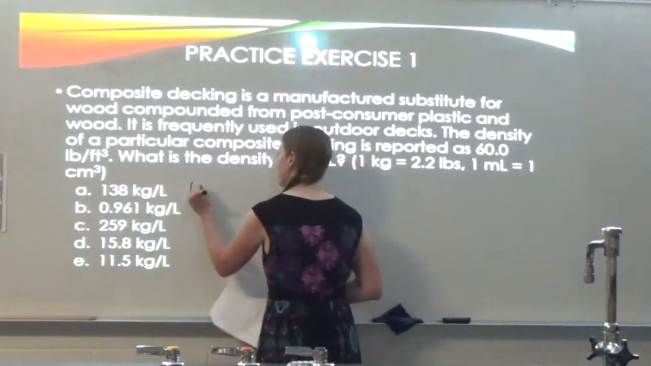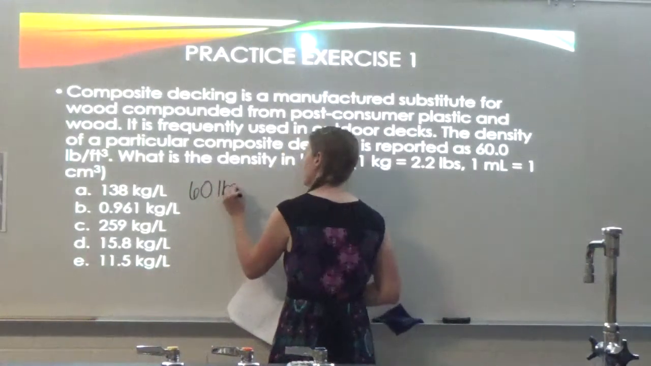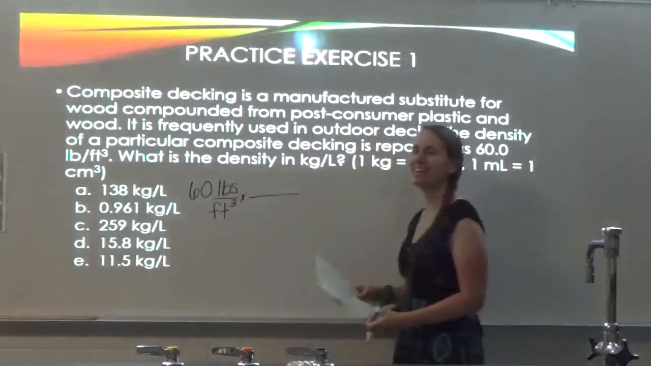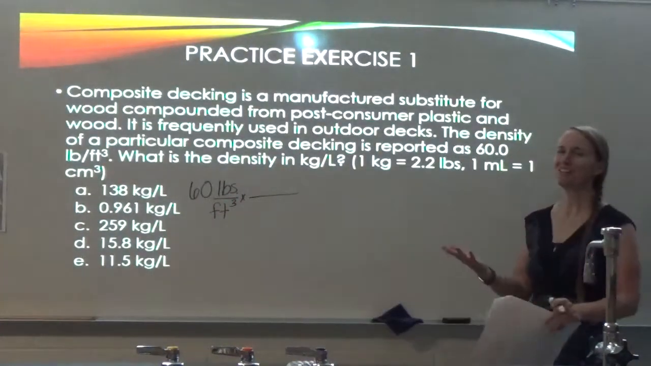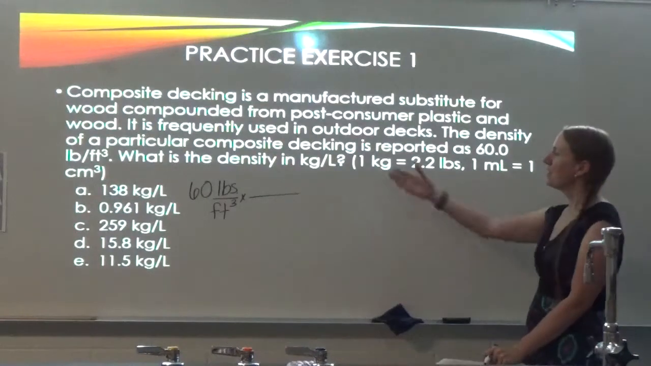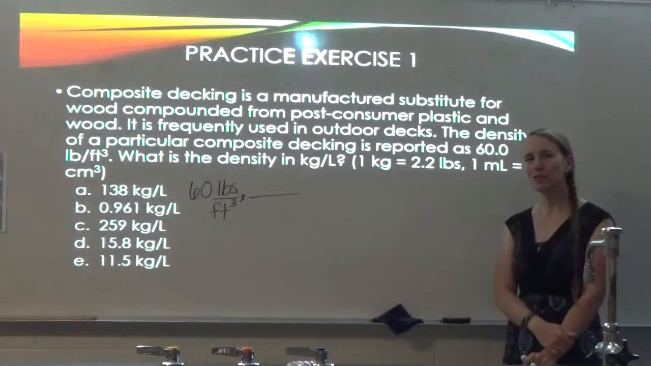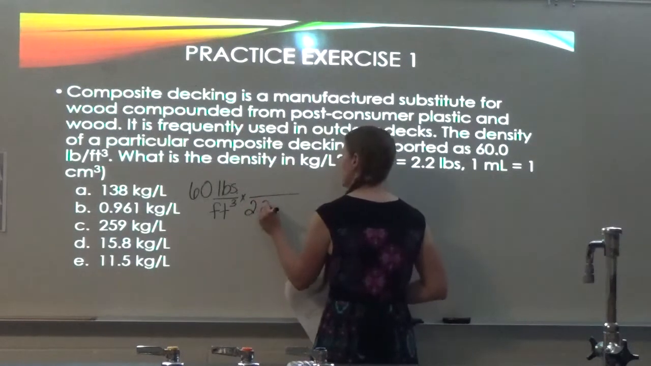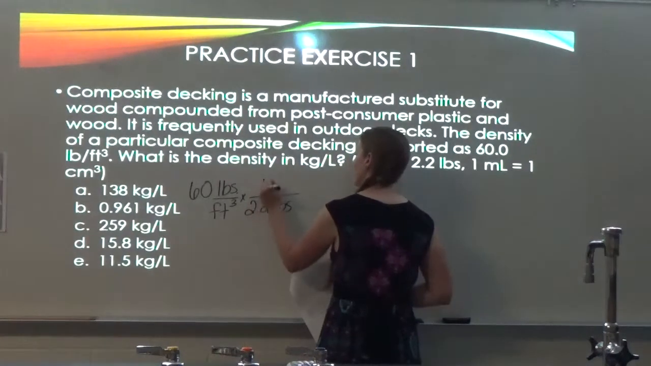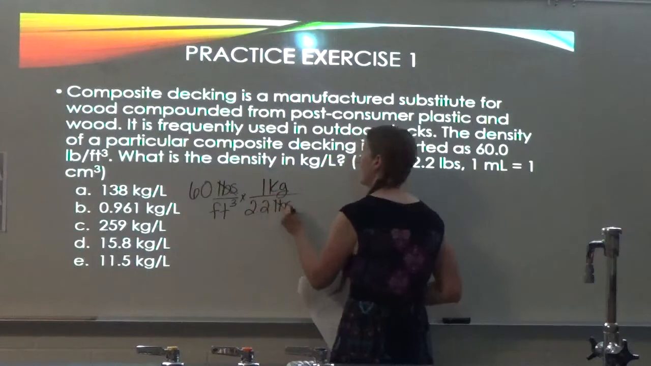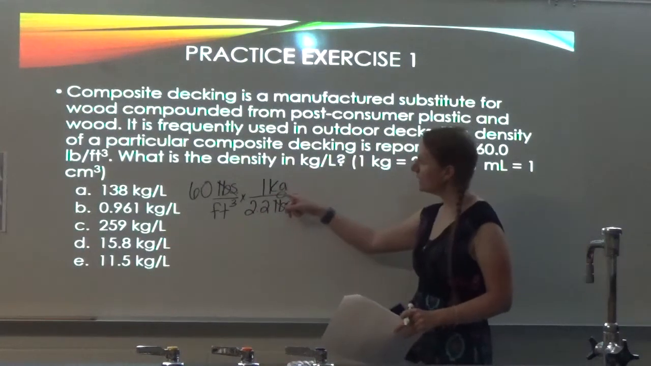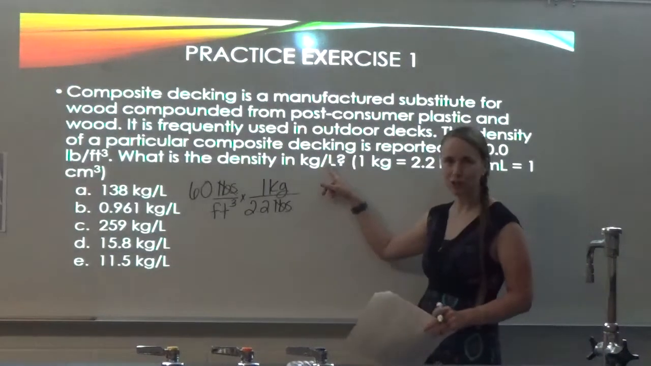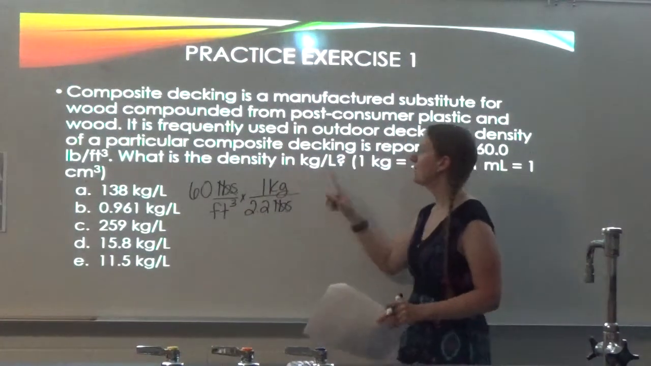So we have 60 pounds per feet cubed. Okay, and I see a question like this and get super excited about it personally. All right, so I told you 1 kilogram is 2.2 pounds, but you should remember that from Honors Chem. So I put my 2.2 pounds on bottom, my 1 kilogram on top. So now I have kilograms, but it's per feet cubed. I'm trying to get to liters. So I need to get from feet to liters.